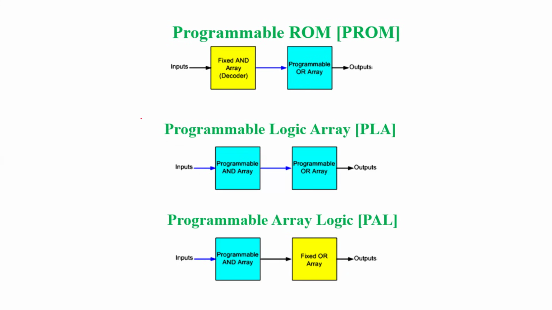And in case of PLA, both sections are programmable. That is, we have a programmable AND array as well. We have a programmable OR array. Whereas in case of PAL, we have only a programmable AND array, and we have a fixed OR array. So this is the basic difference between PROM, PLA, and PAL in terms of design.